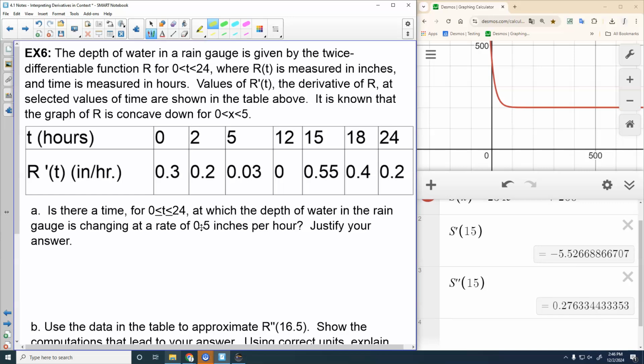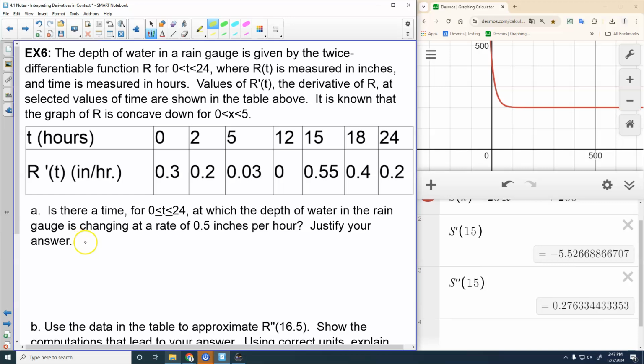If they had given us the table for R, we'd have to do a mean value theorem to talk about R prime, right? Because we'd be talking about the derivative. But they gave us R prime, and they're asking us about R prime. So we're just using intermediate value theorem here. So to do intermediate value theorem, you have to do the conditions for what's happening here.